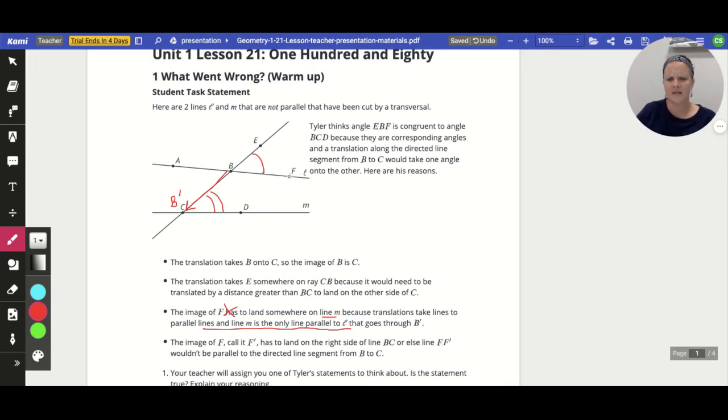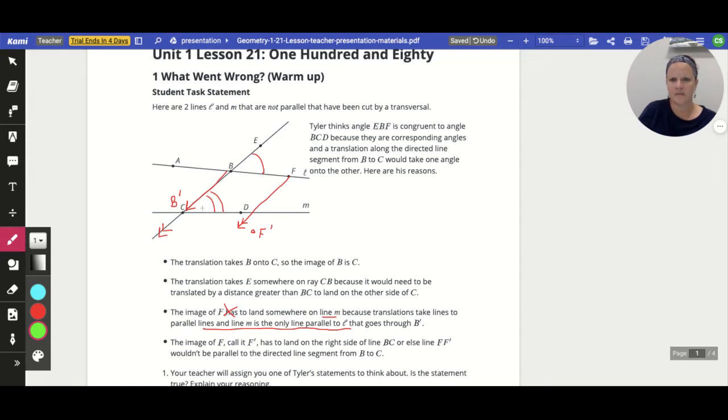So they're saying that when you translate this, it's going to translate down on a line parallel to this line. Well, that is true, but the length of the directed line segment BC is about that length, which means F prime would end up somewhere down there. So they're not congruent. Okay, so we're just going to debunk it all right there.